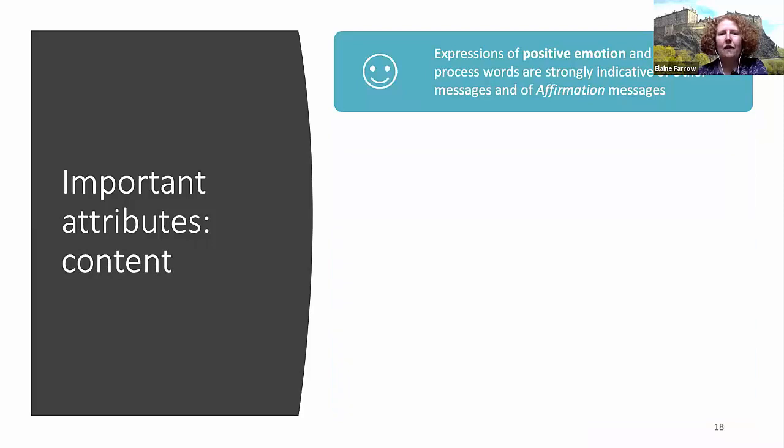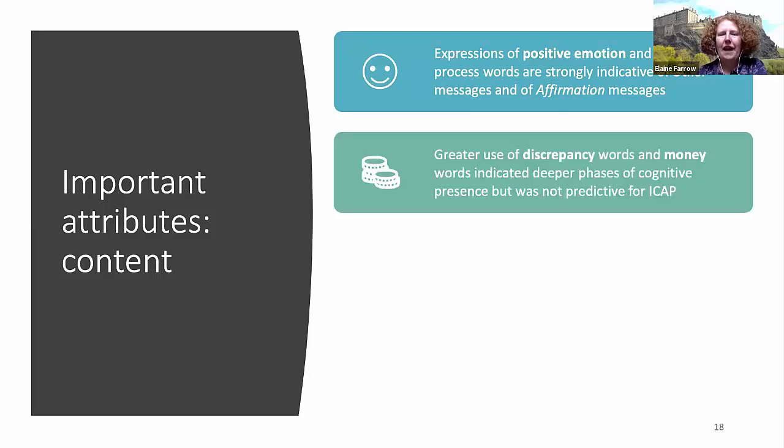So in terms of content, we found that expressions of positive emotion and affective process words were strongly indicative of other messages and affirmation messages. And greater use of discrepancy words, things like could and should, and money words like oh, indicated deeper phases of cognitive presence, but these things were not predictive on the ICAP framework.